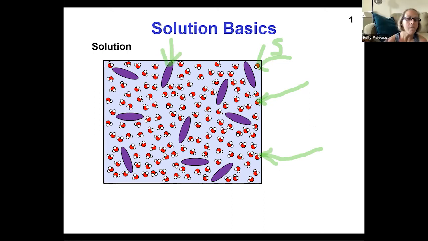Non-polar. If it's dissolved, it's... No? Oh, dissolves is polar. It has to be polar, right? If it was non-polar, then they would all be shoved off on the side and they would not be going into solution.